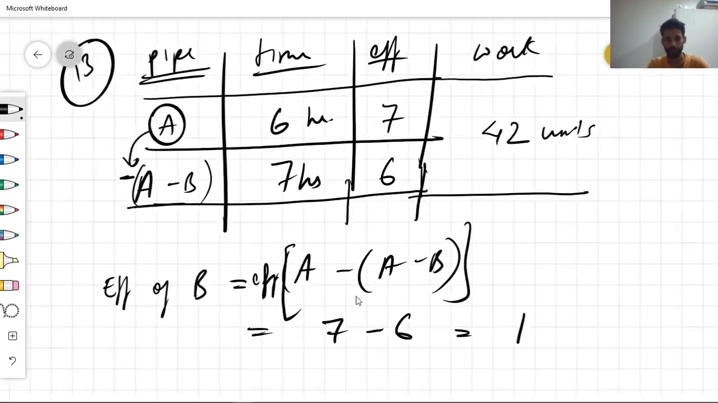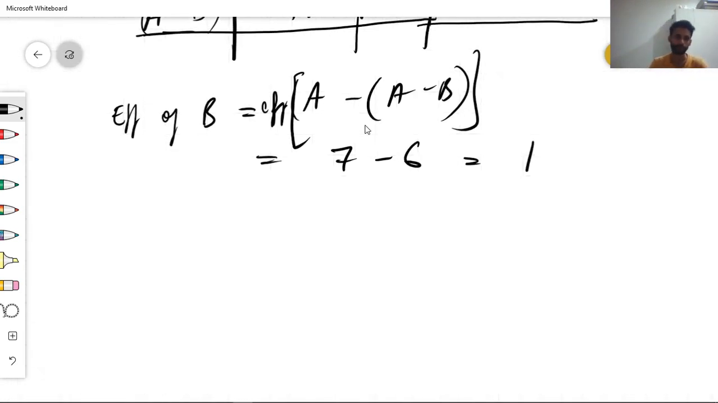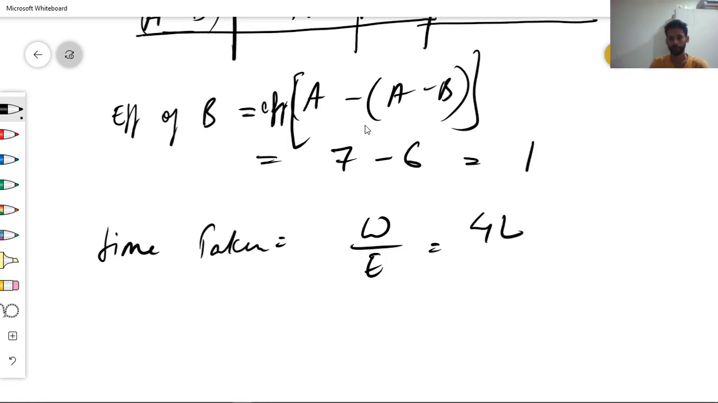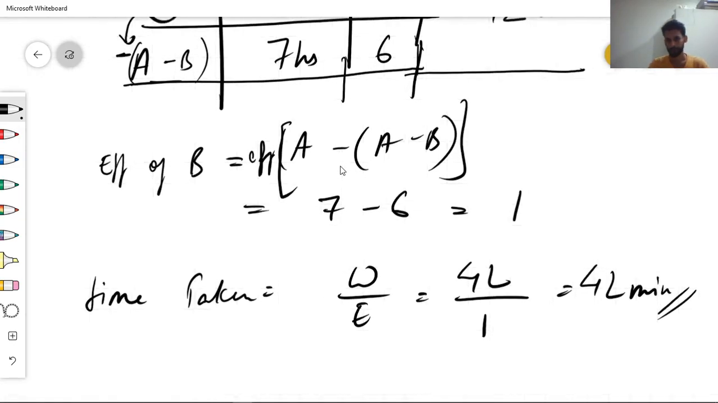So the efficiency of B is 1, so time taken will be work by efficiency. Work is 42, efficiency is 1, so 42 hours.